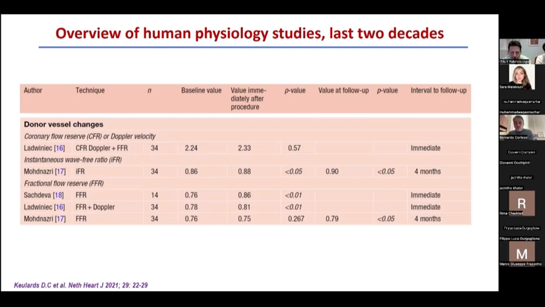By the way, when we reopen the CTO, we have an increase of FFR of the donor vessel from 0.76 to 0.82, and an increase at 4 months, but it depends on the quality of the donor vessel. Also, for example, if we have a normal LAD, or in my case a diseased LAD, what is the significance of the diseased LAD?